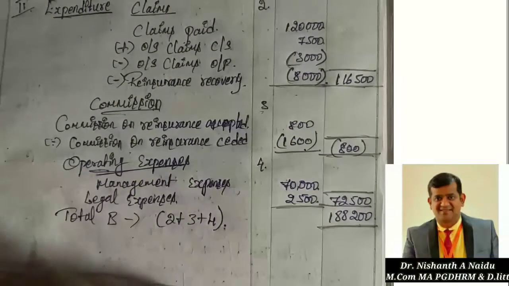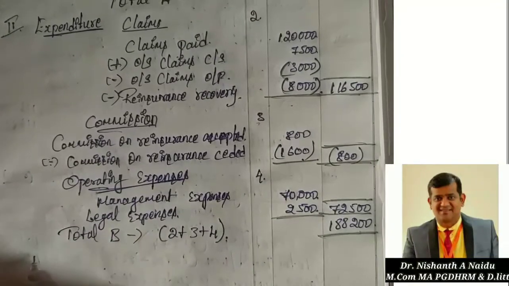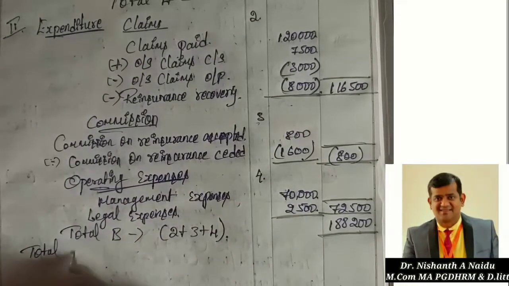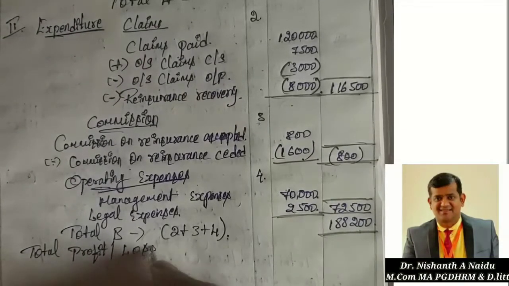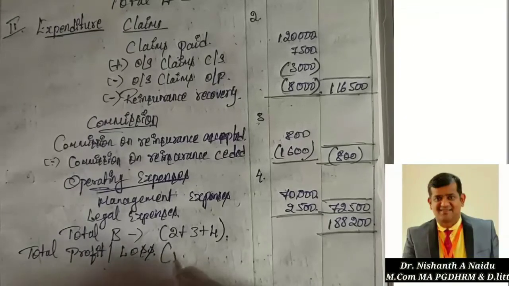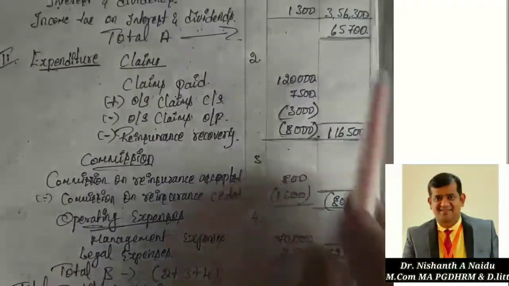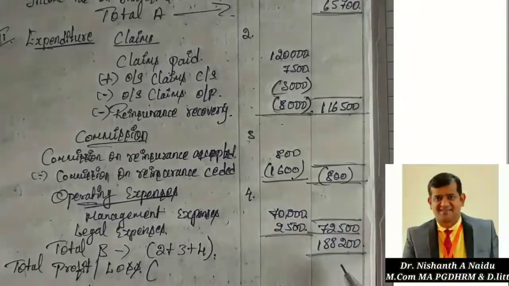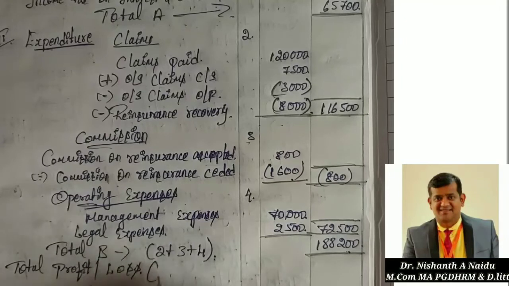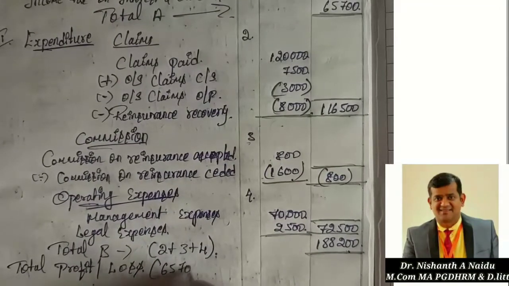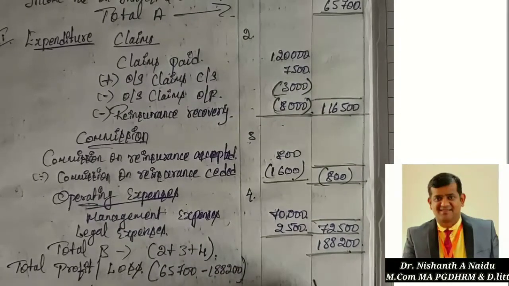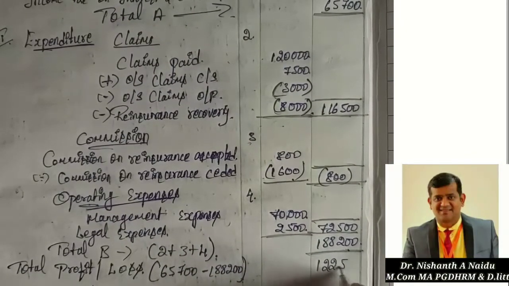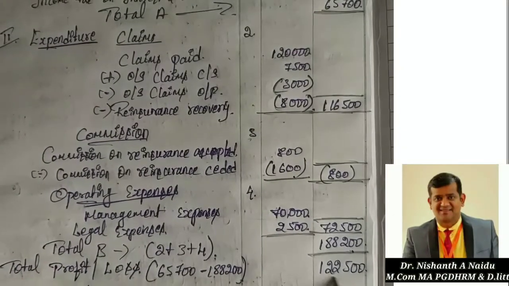Now we have to find total profit or loss. So that is profit or loss you have to identify. So total income in the problem 65,700. Total expenditure 1,88,200. So if you deduct, how much you are going to get? 65,700 minus 1,88,200. So the loss is going to be 1,22,500. So this is a loss.